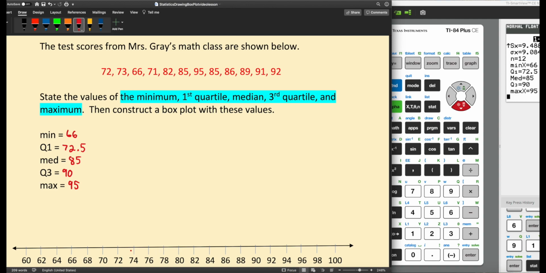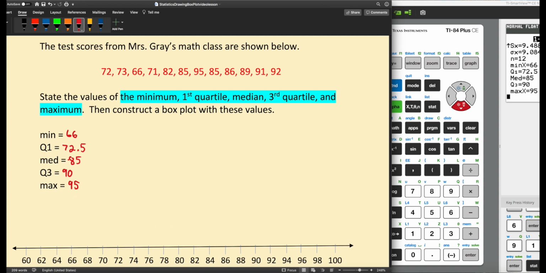Now, I get a lot of questions about this, and the students will ask me where to start. Here's my rule of thumb. I go to the min. My min is 66, so I basically start with a number that's less than 66, so I chose to start with 60. My max or largest number was 95, so I chose to end my number line at 100, which is greater than 95. As long as you do that, it will always be okay. It will always be correct.